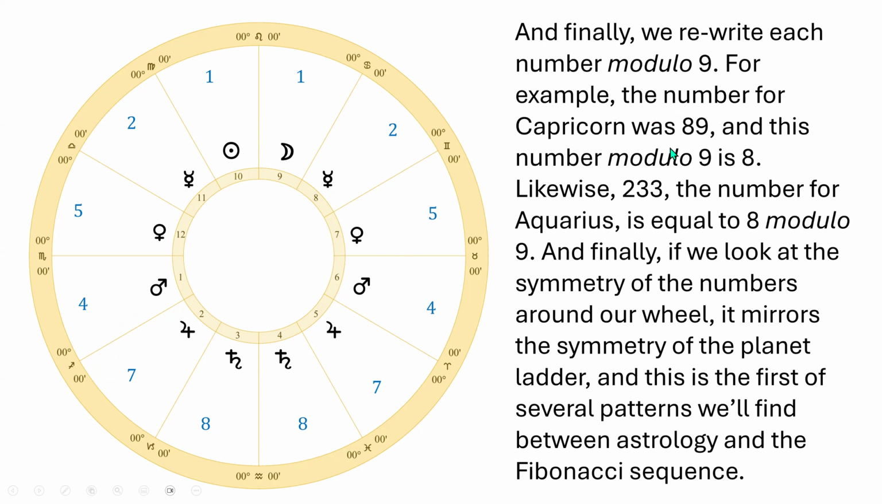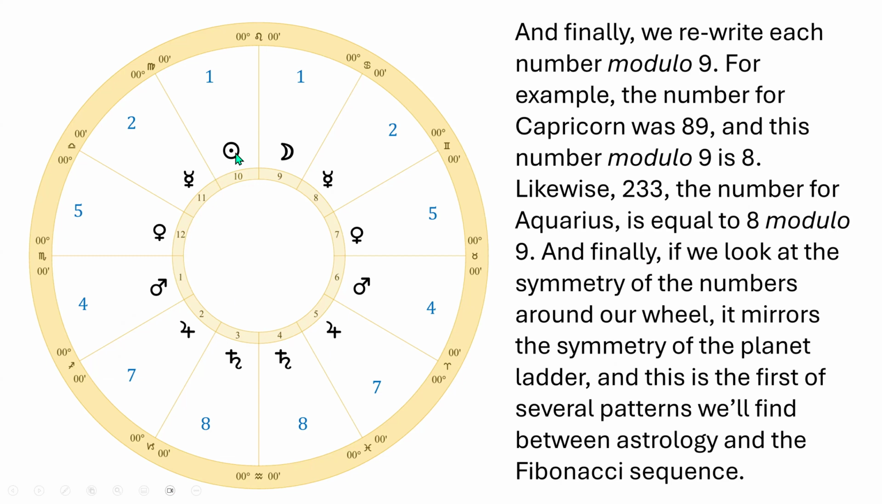Okay, for another example, the number for Capricorn was 89, and this number, modulo 9, is 8. So we get an 8 for Capricorn. Likewise, 233, the number for Aquarius, is equal to 8 modulo 9. 8 is the remainder when you divide 233 by 9. And finally, if we look at the symmetry of the numbers around our wheel, it mirrors the symmetry of the planet ladder, and this is the first of several patterns we'll find between astrology and the Fibonacci sequence.